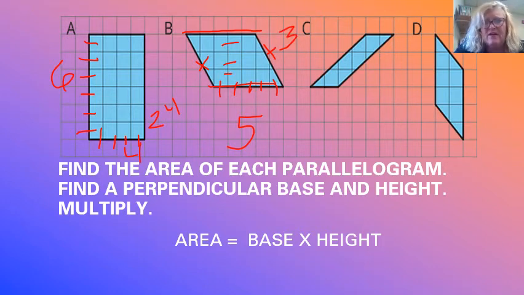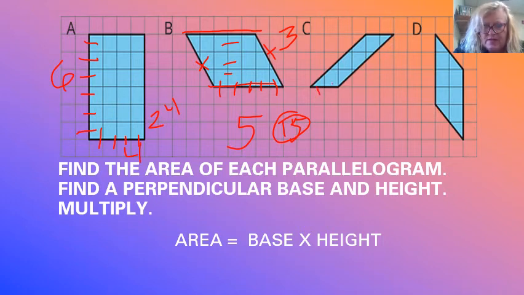Now to find the area, I simply multiply 5 times 3, which is 15. So the area of B is 15. C, we want to find our base, same thing. The base, you want to have a line that is on a line, not the slanted line, for your base.